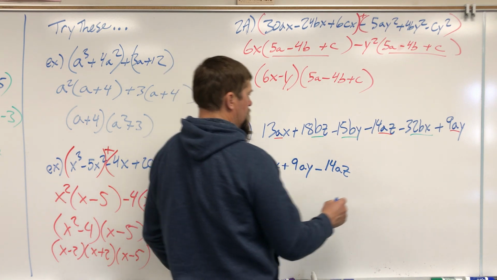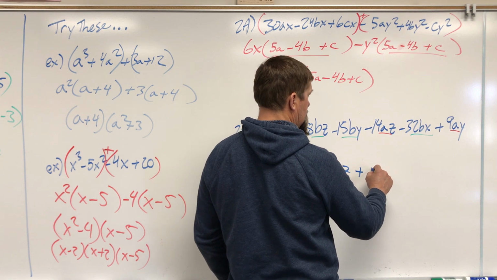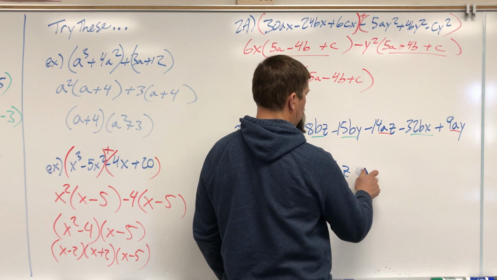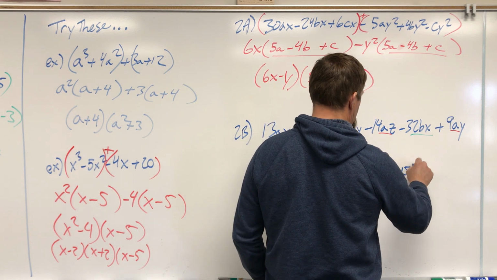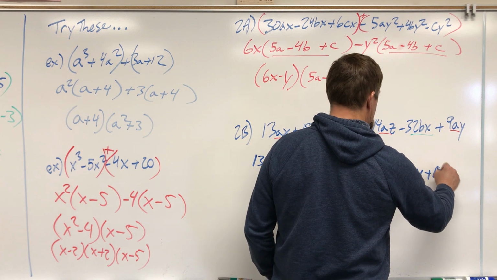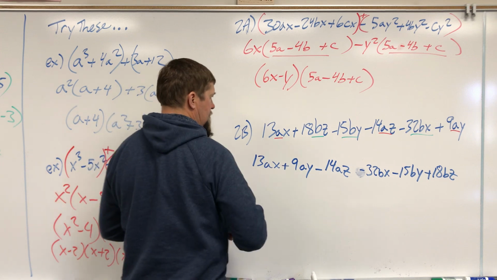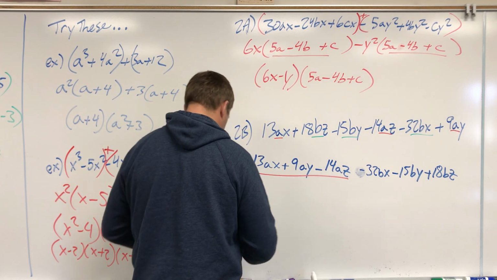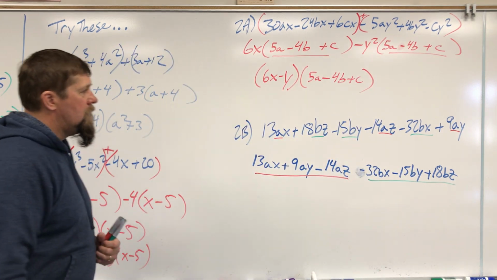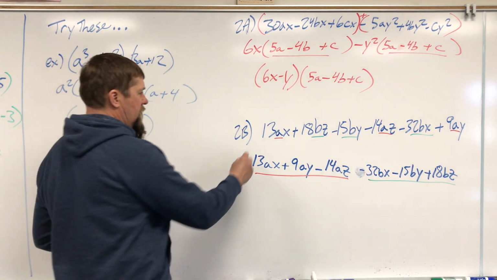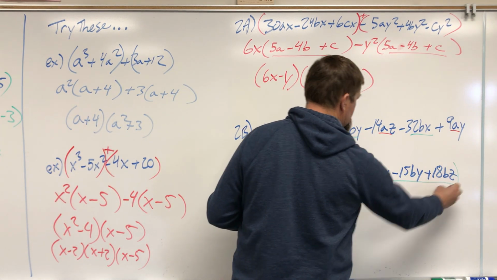And then the next ones I'm going to write with b is plus or minus 32bx minus 15by plus 18bz. Okay, so what I did was I put the a's all in the first three and the b's all in the last three. Okay, so I'm going to group this together and then plus and group this together.